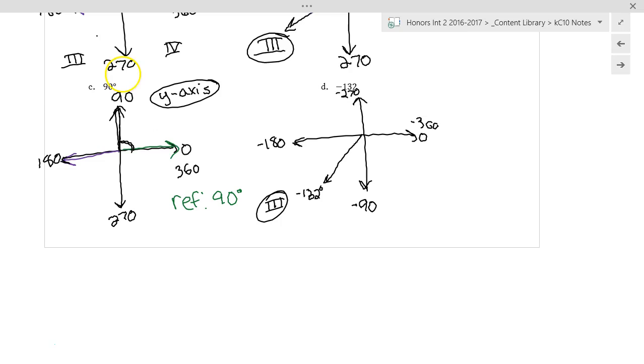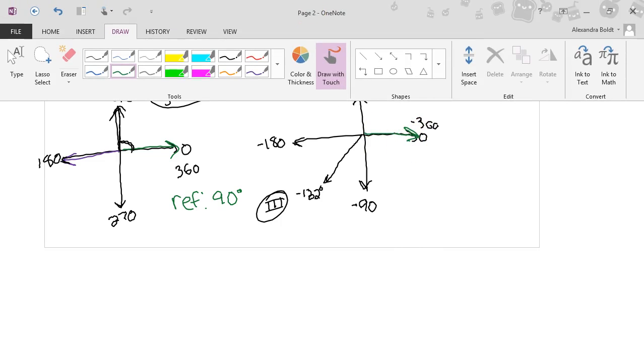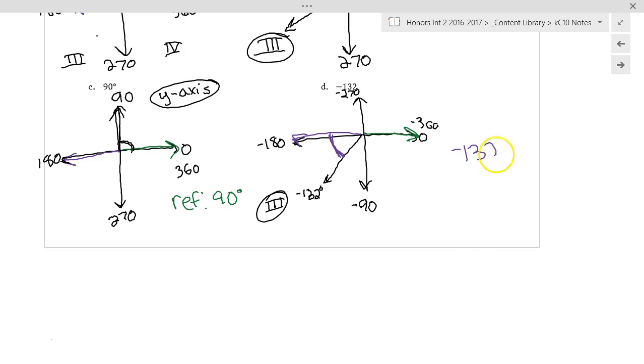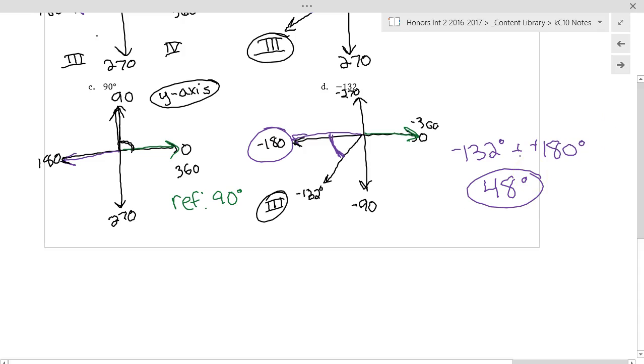Looking at our next one, is it closer to our positive or our negative? Right? It's closer to our negative, so we're looking for that angle. Right, so I'm going to do negative 132 minus, right, we're in the negative, so that's negative 180 degrees. So really plus 180. When we do that, you get 48 degrees. And that's it. So it's just how far away is it from that x-axis.